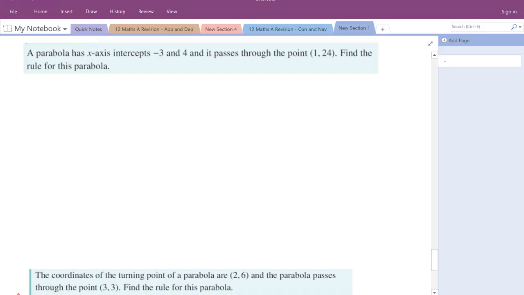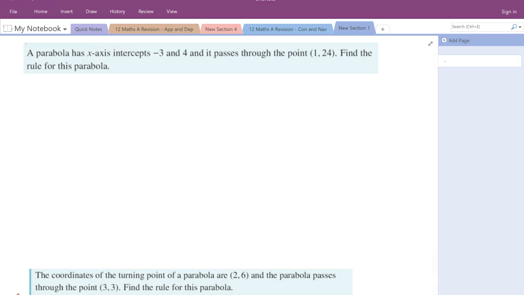Alright guys, we're going to find the equation of a quadratic given some limited information. Okay guys, so it says here a parabola has x-intercepts of -3 and 4 and it passes through the point (1, 24). Find the rule for the parabola.